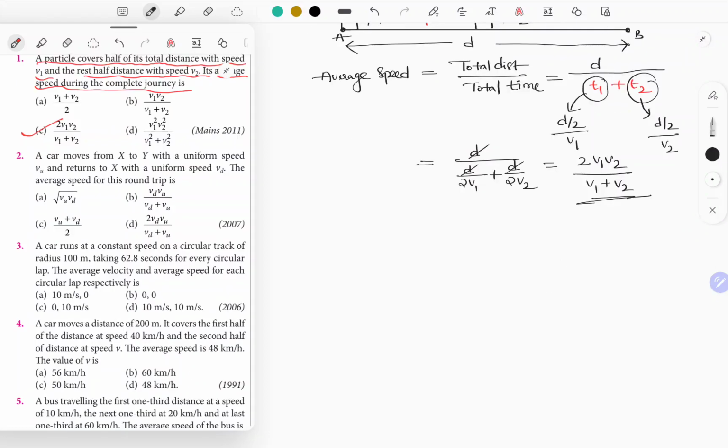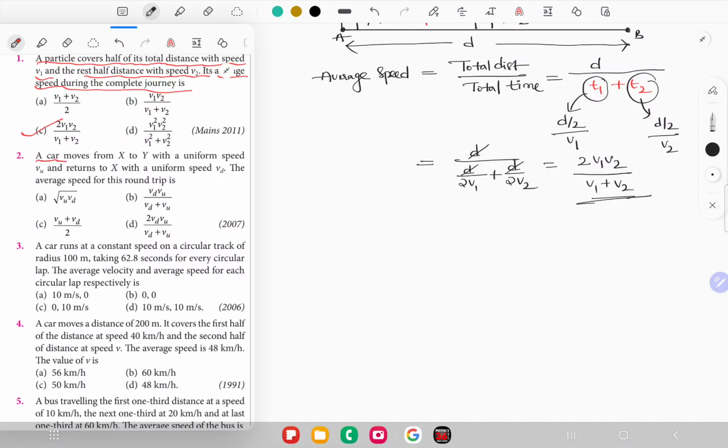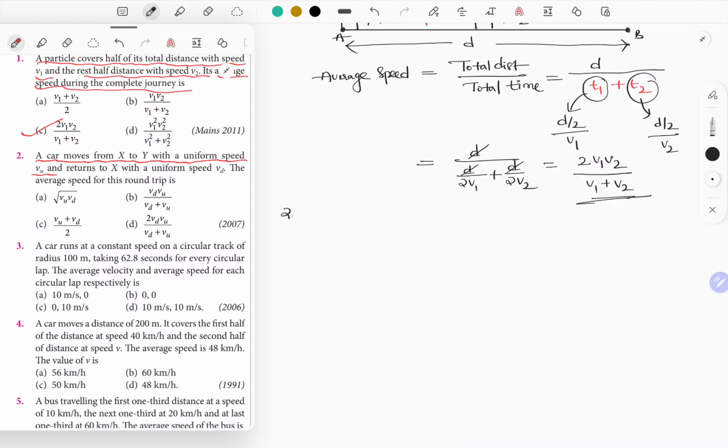Okay, look at the second question. In the second question, a car moves from X to Y with a uniform speed VU. Okay, let me represent it. Second one, solution. A car is traveling from X to Y with a uniform speed.